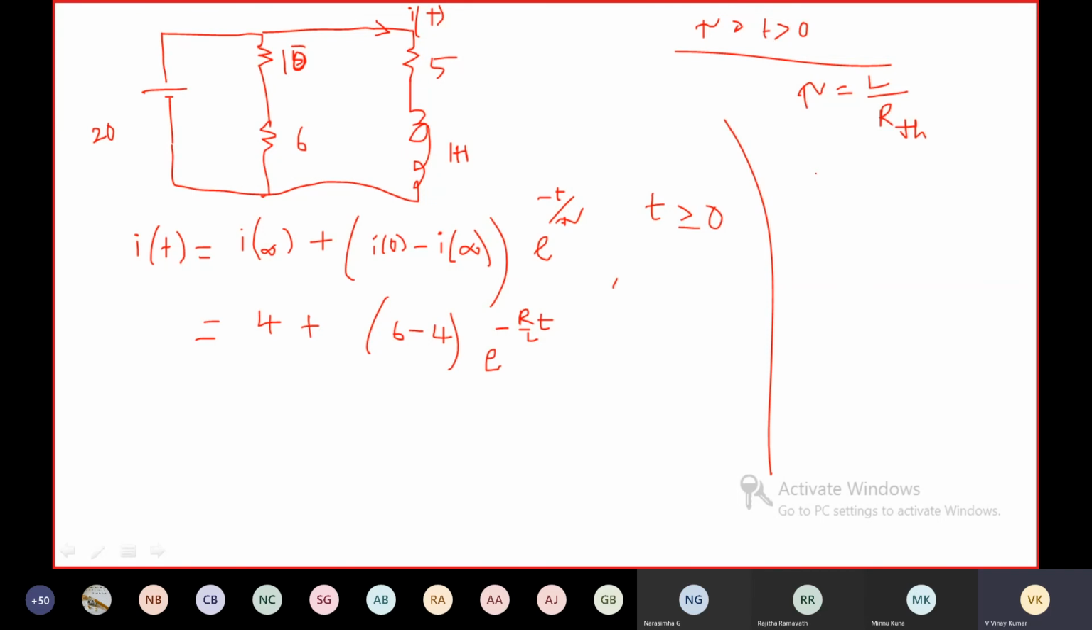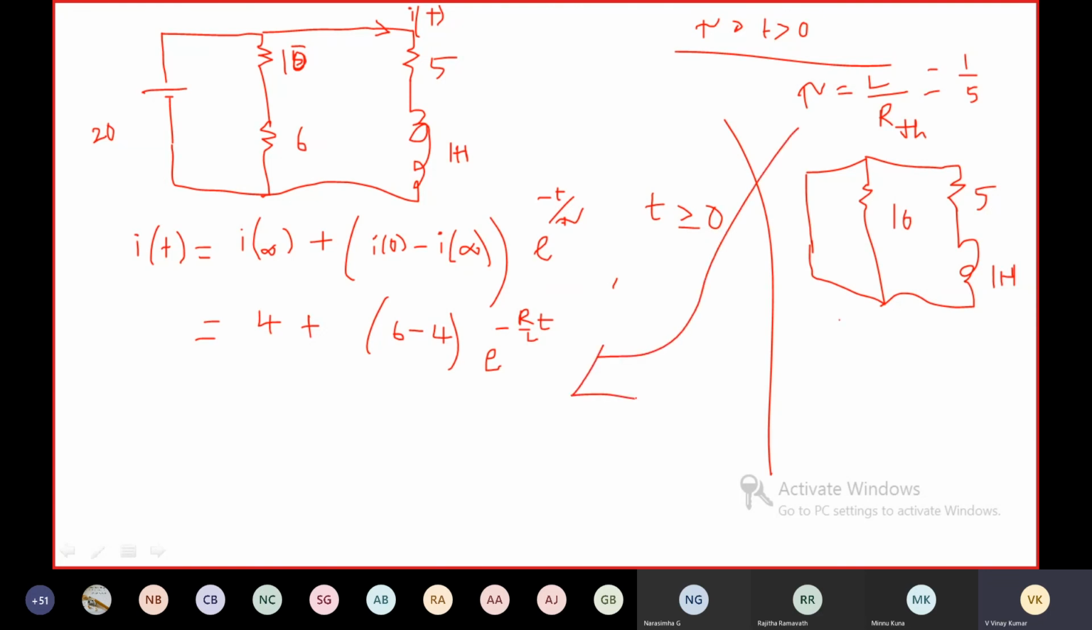How can you find RTH? In order to find RTH, I have to make all sources 0. When the voltage source is replaced by a short circuit, this will be 16 ohm, and this will be 5, and the inductor is 1 Henry. So RTH is equal to 5 ohm only. Here L is 1 whereas RTH is 5. You put this in here and you get 4 plus 2 into e power minus 5t.